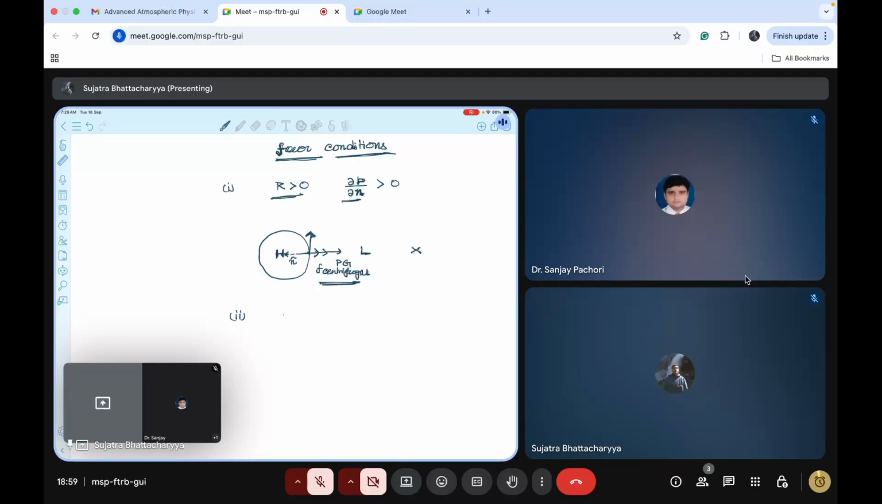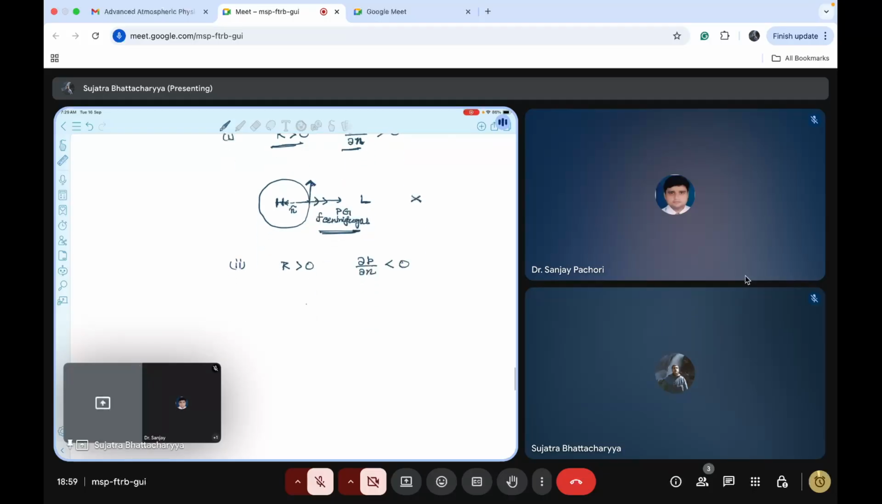Second thing is that r greater than 0, delta p delta n is less than 0. So again, this is your thing. In the n hat direction, again in this direction, p is decreasing. So this is low. Now, where is the centrifugal force? Outside.